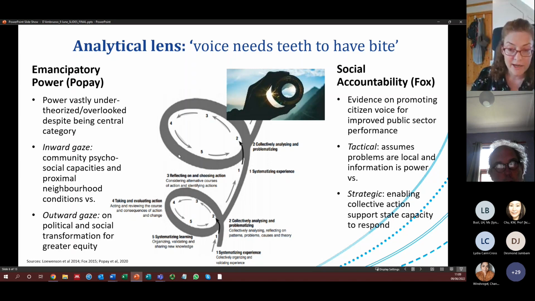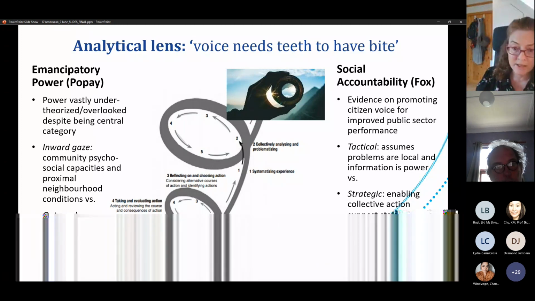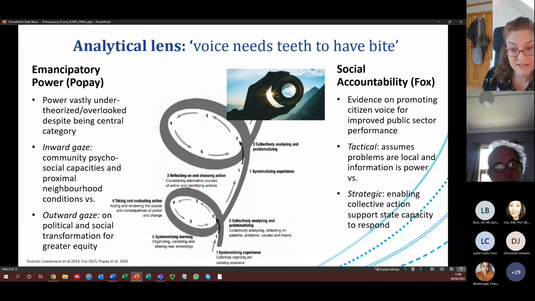Analytically, the focus was on power and how power builds, responding to the lack of attention on it. And over a series of these cycles, we focused on how collective capabilities were built with rural community groups, but also how they were used. The idea being it's not just communities that need to change, the system needs to change too. And we drew on Jenny Pope's participatory power building, encouraging a balance between an inward and an outward gaze, and in terms of John Fox's work on social accountability, connecting citizen voice to state response, and from which we drew this metaphor, community voice needs teeth to have bite.